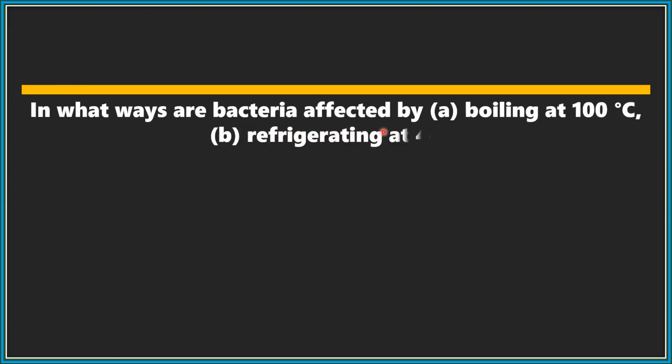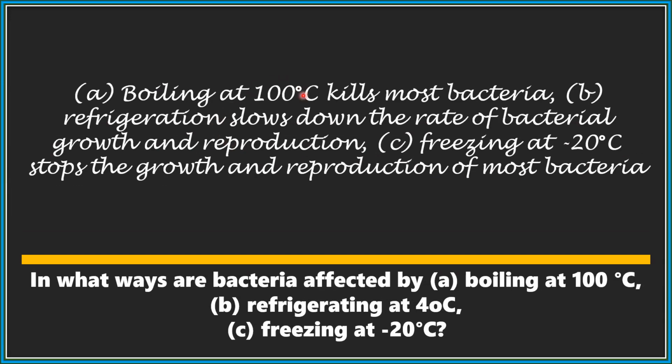In what ways are bacteria affected by boiling at 100 degrees Celsius, refrigerating at 4 degrees Celsius, and freezing at -20 degrees Celsius? Boiling at 100 degrees Celsius kills most of the bacteria, and refrigeration slows down the rate of bacterial growth and reproduction. Freezing at -20 degrees Celsius stops the growth and reproduction of most bacteria.